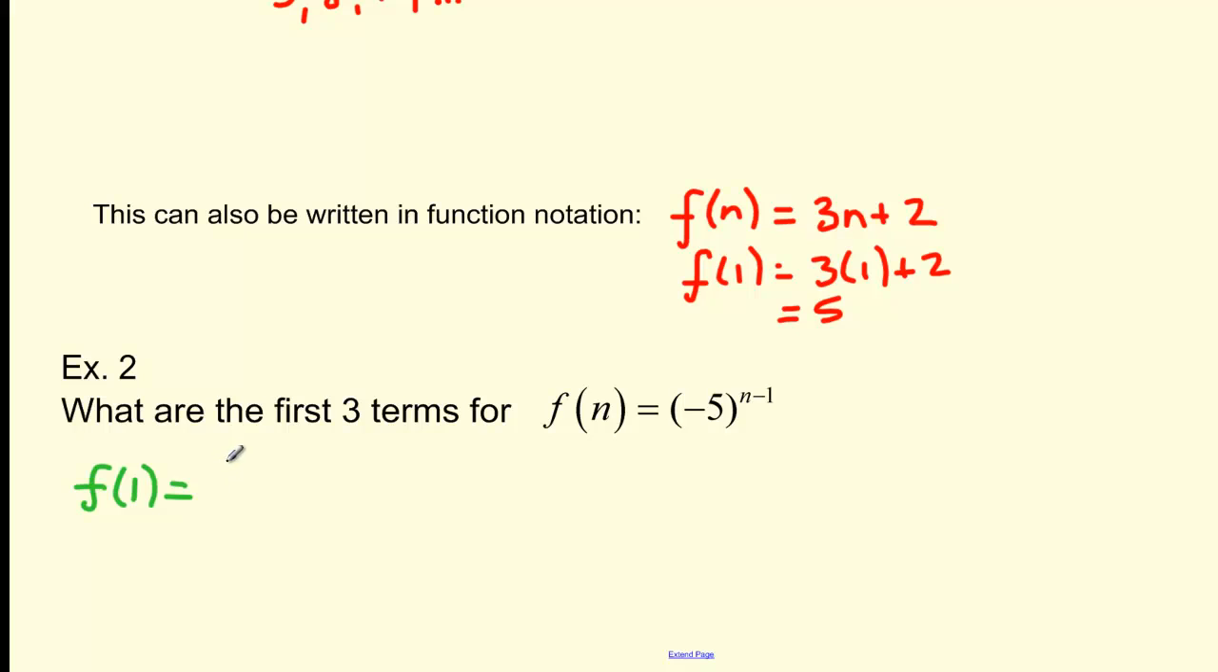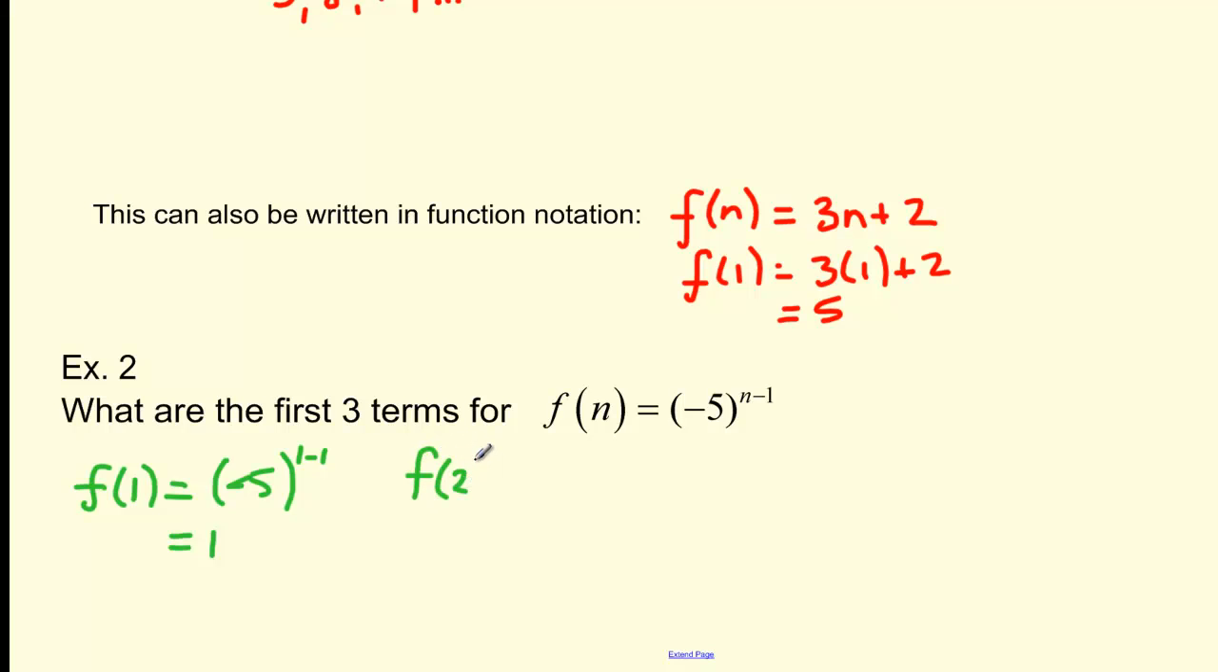The function at 1 is going to equal -5 to the exponent n minus 1, and n is equal to 1, so 1 minus 1, which is 0. Well, we've talked about exponents that are 0. Any exponent that's 0, or anything to the exponent 0, is just equal to 1. So the very first term in our sequence is 1.